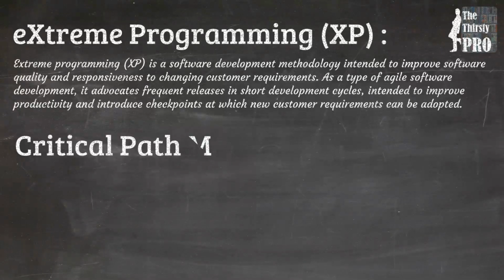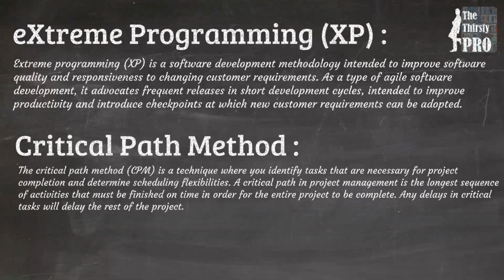Next methodology is Critical Path Method. The Critical Path Method is a technique where you identify tasks that are necessary for project completion and determine scheduling flexibilities. A critical path in project management is the longest sequence of activities that must be finished on time in order for the entire project to be complete. Any delays in critical tasks will delay the rest of the project.